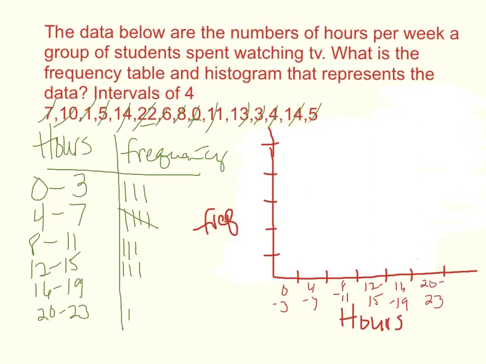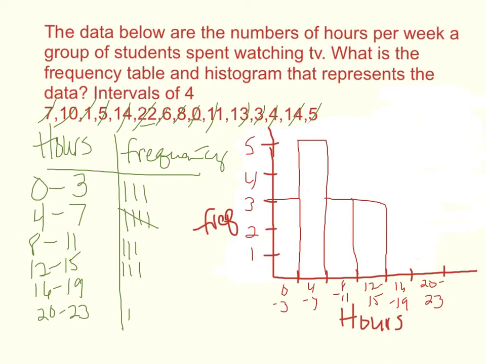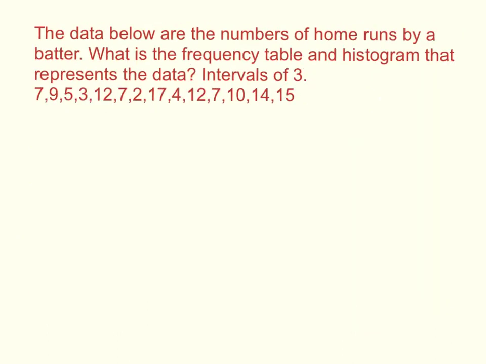All right, so 0 to 3 had 3, so we're going to go up. Oh, this is 1, 2, 3, 4, 5. Now you notice there's not going to be a gap. 4 to 7 had 5. And then 8 to 11 had 3. 12 to 15 had 3. Now 16 to 19 had none, so I'm not going to do anything there. And then 20 to 23 had 1. And there's your histogram.